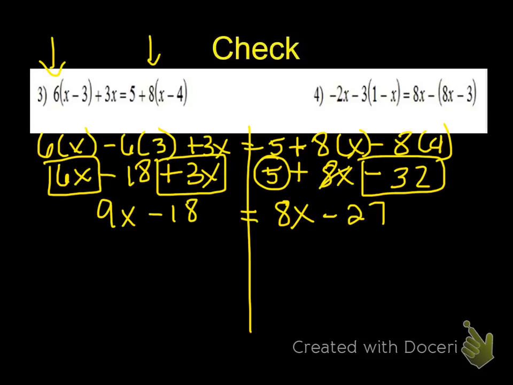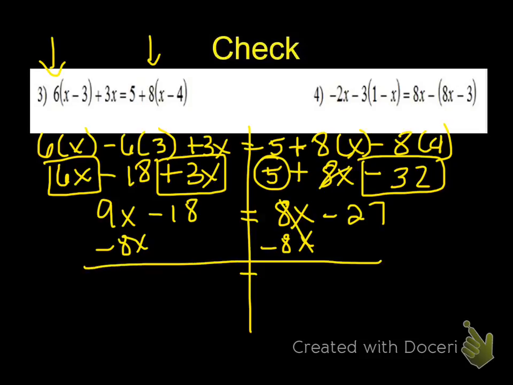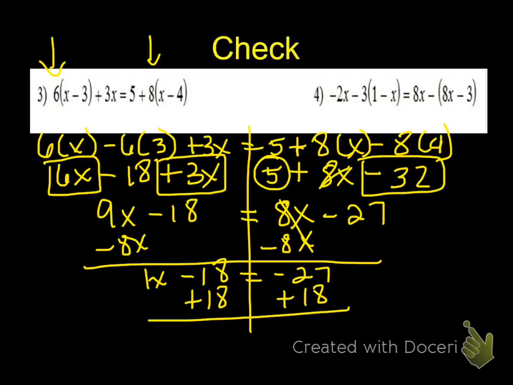Again, I notice we have a 9x on this side, 8x over here. 9 is bigger than 8, so I'm going to go ahead and move the 8x over to the left side by subtracting 8x from both sides. On the right side, we're left with negative 27 equals, bring down our negative 18, and 9 minus 8 is x, or 1x. Next, we need to get rid of the negative 18, or subtracting 18, by adding that to both sides. And we have 1x, or just x, equals negative 9. So the answer to this one is x equals negative 9.